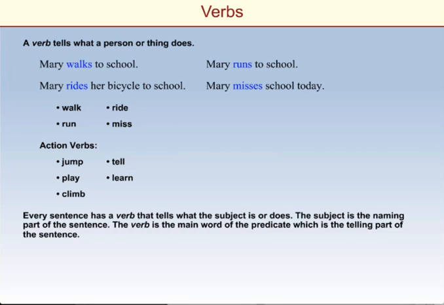Every sentence has a verb that tells what the subject is or does. The subject is the naming part of the sentence. The verb is the main word of the predicate, the telling part of the sentence.